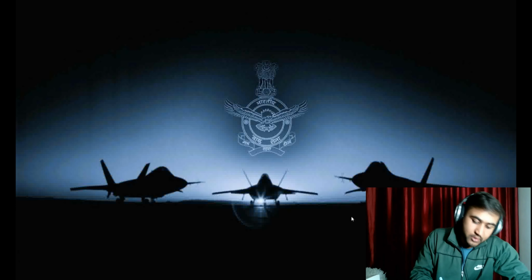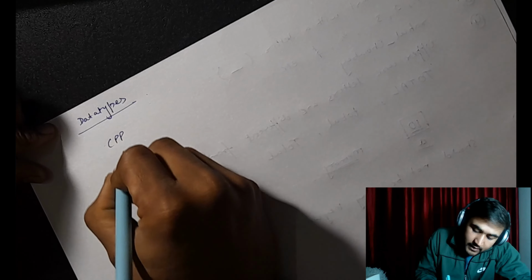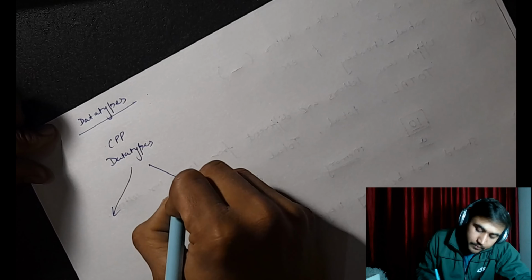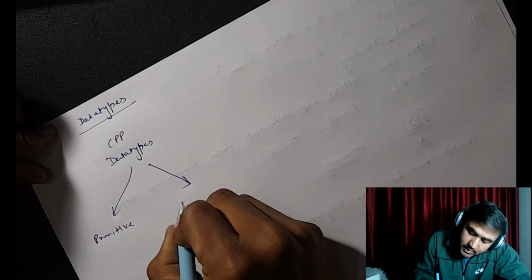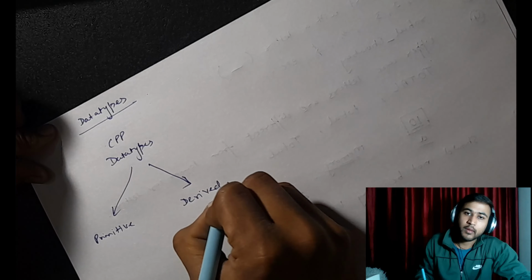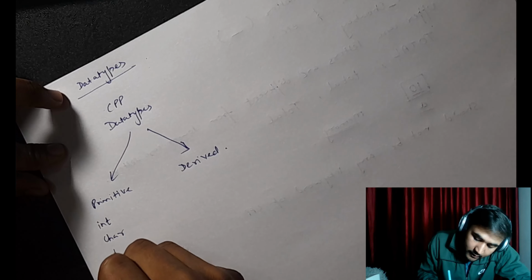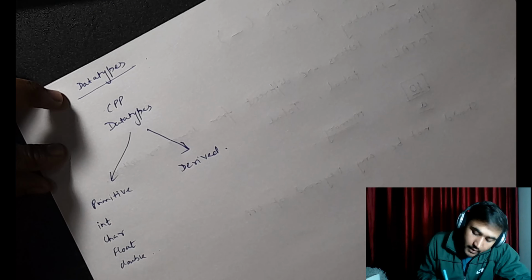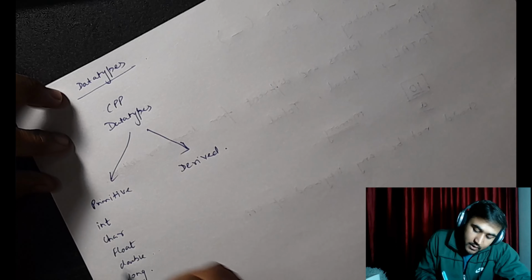Now let us move towards today's topic, which is data types. In C++ language, we have data types of two types. One is called primitive data types. Another is called derived data types. In primitive, we have int, char, float, double, and long. So these are the primitive data types.